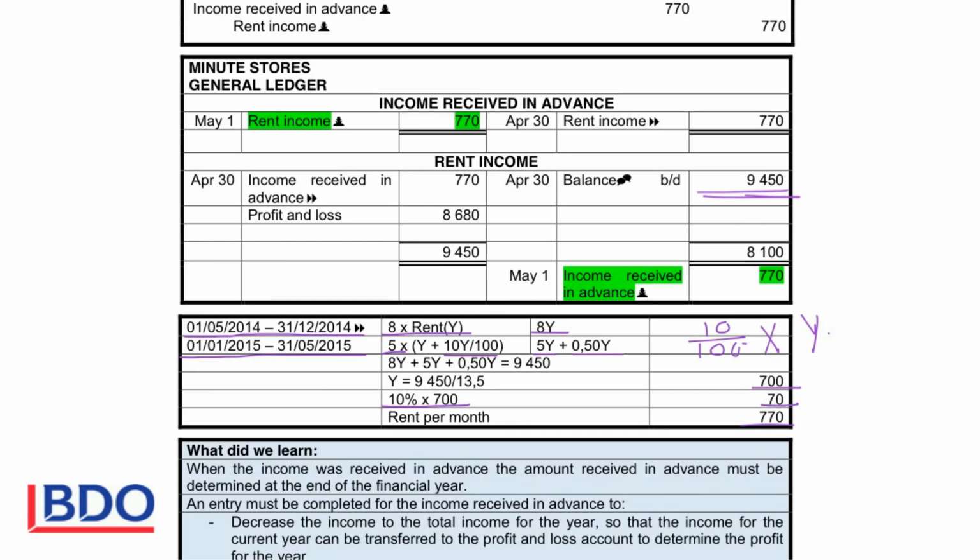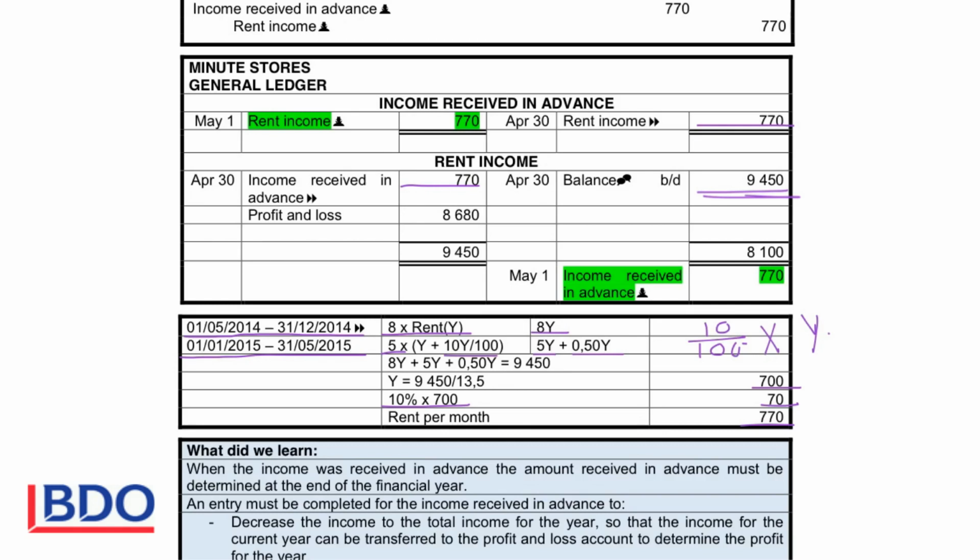The rent income account must be decreased with 770 because that money is not for the current year, and income received in advance will be credited with the 770. So we create a liability to show that we already received money in the current year that was only supposed to be received in the next year. So we received 770 and next year we will have to provide a service without receiving money.